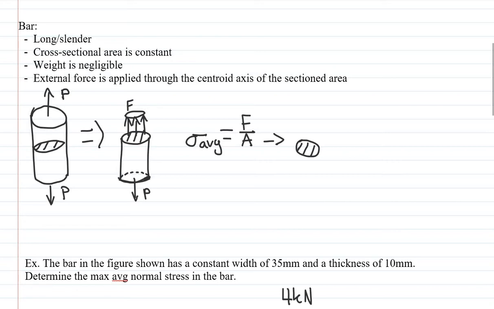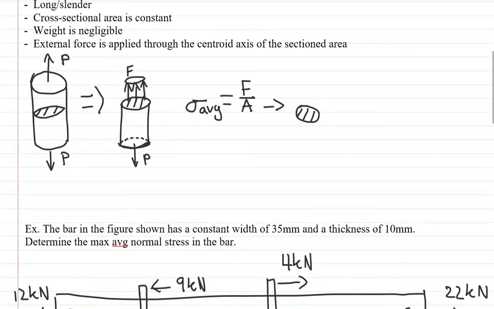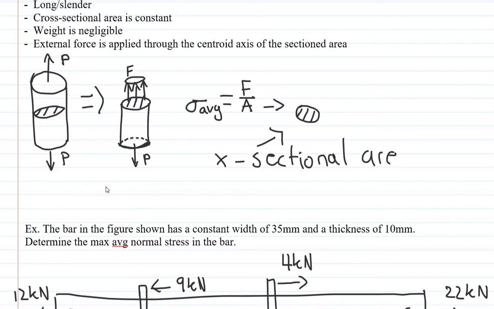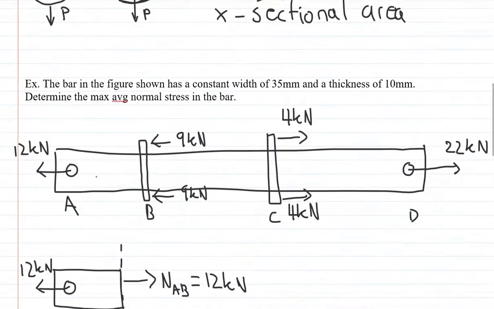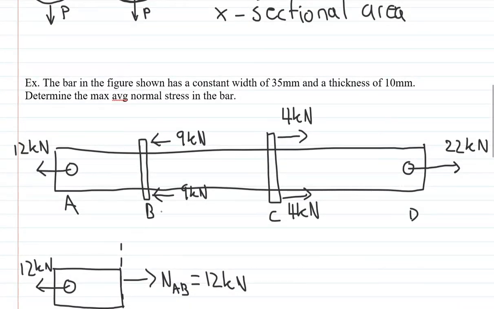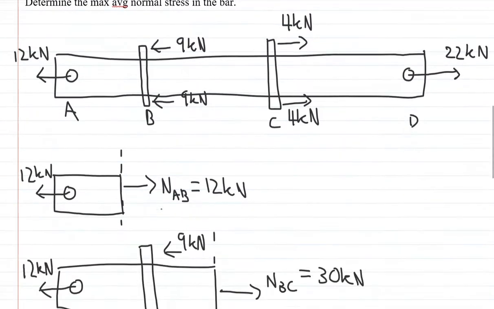is negligible while the external force is applied through the centroid axis of the sectioned area. The average normal stress is defined as the force over the area, the cross-sectional area. We'll do a quick example to demonstrate the calculations done in an axially loaded bar question.